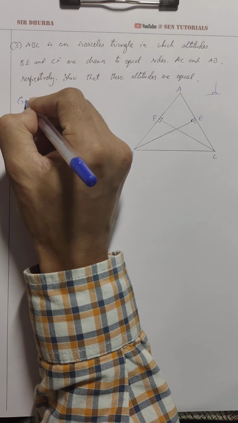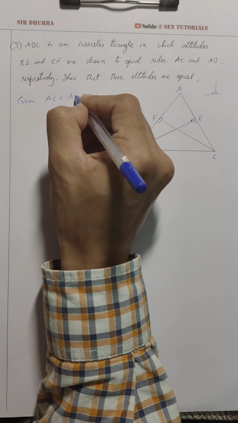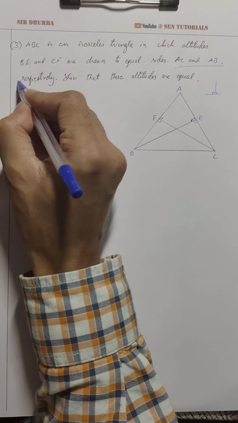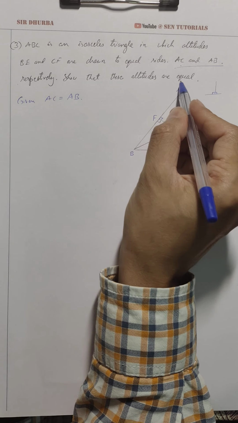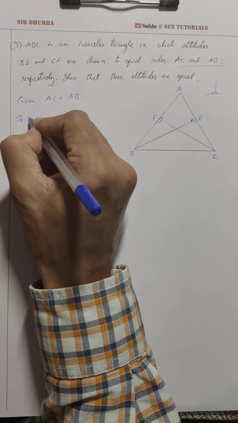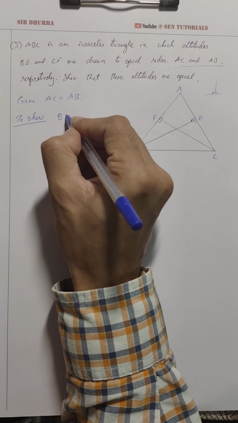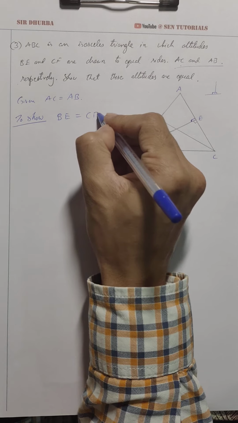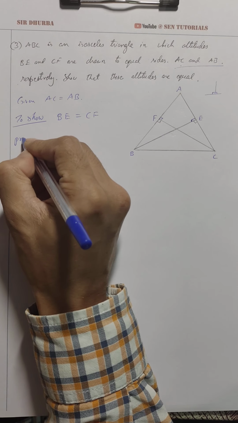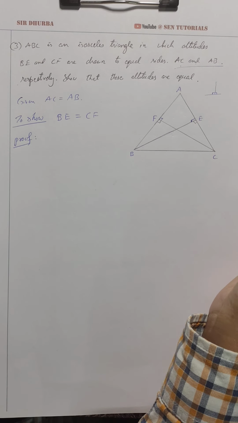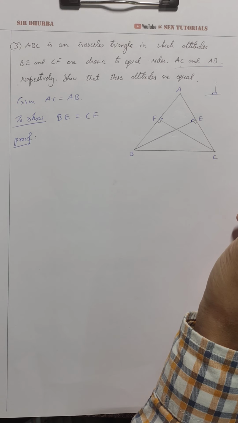So given AC equal to AB, that's what they have given. Show that these altitudes, BE and CF, are equal. Alright, let's go for the proof then. Very simple proof.